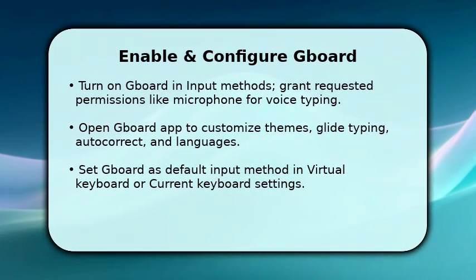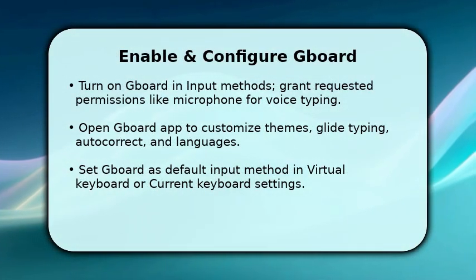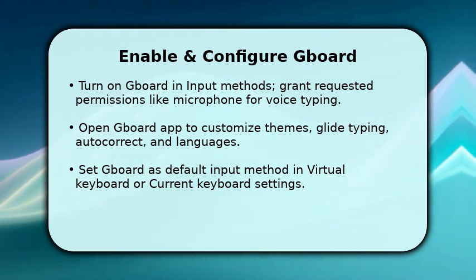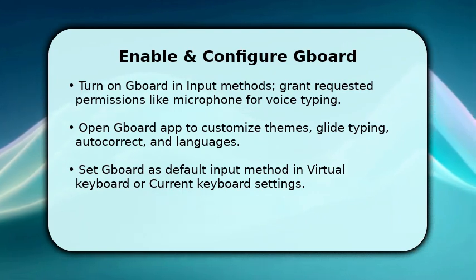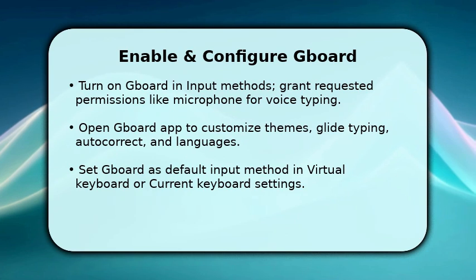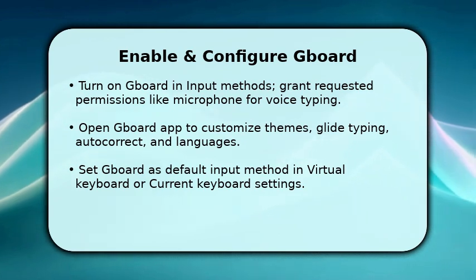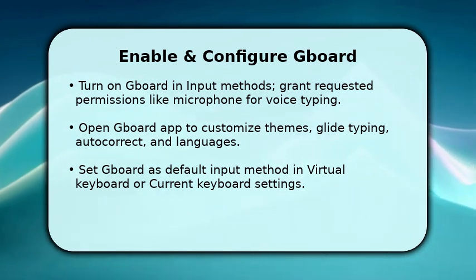Now you enable and customize Gboard. First, toggle Gboard on in input methods. Android will often request permissions such as microphone for voice typing. Grant these to enable full features. Next, open the Gboard app to configure themes, glide typing, autocorrect strength, and add any languages you need.